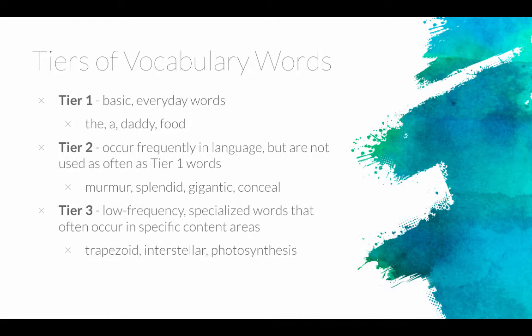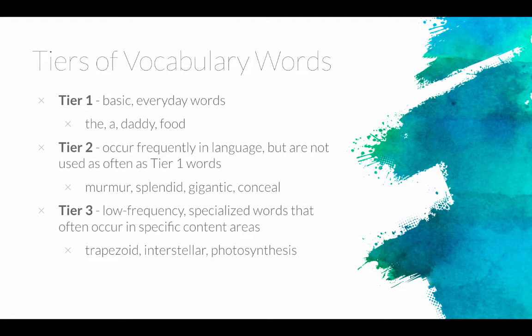Tier 2 words are the best choice for specific word instruction because students are more likely to encounter these words more often in written text. However, English language learners may benefit from Tier 1 vocabulary instruction. Keep in mind that word choice will vary, depending on the background knowledge of the students.